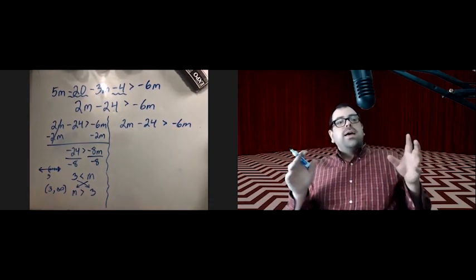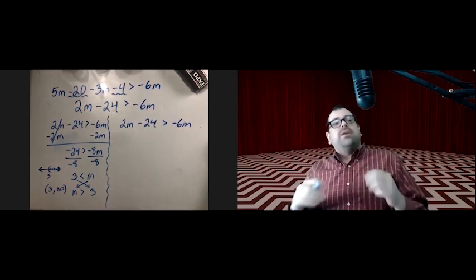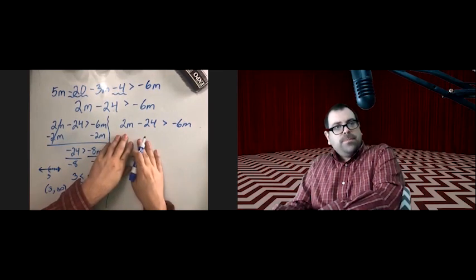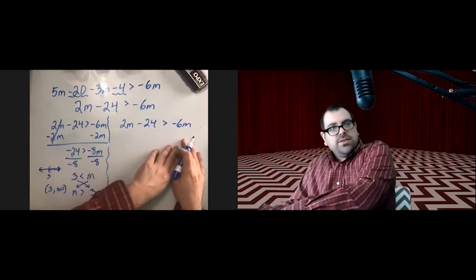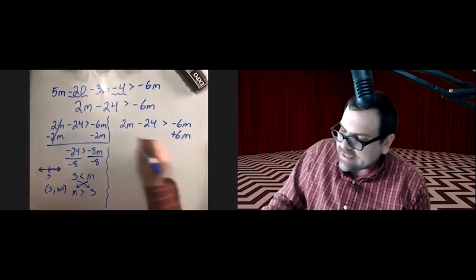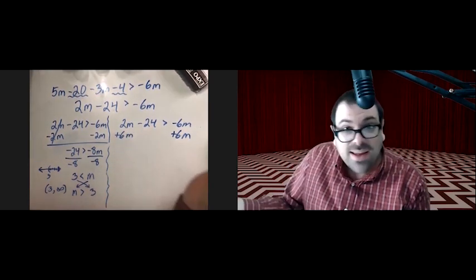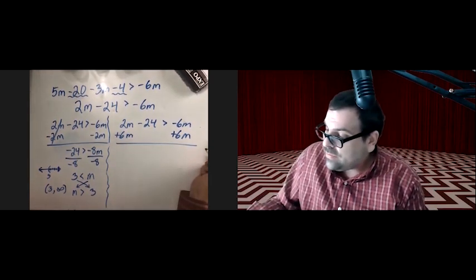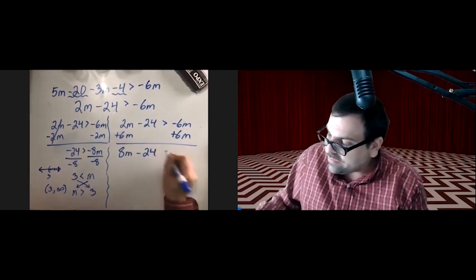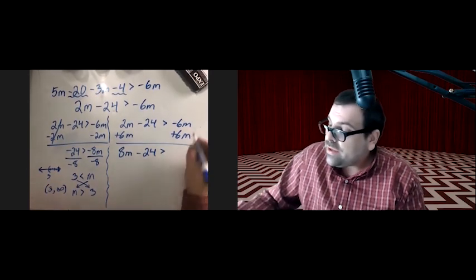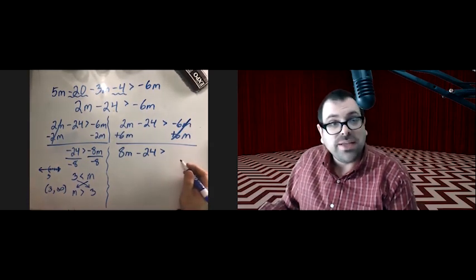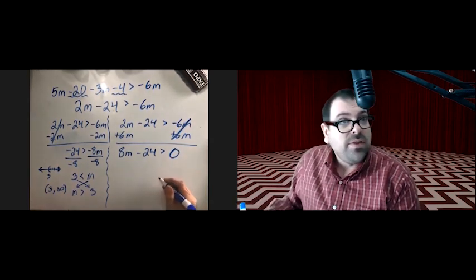What if I always, no matter what, wanted to do every problem by taking the variables to the left and the constants to the right? In other words, what if I did plus 6m as the step here? That'd be okay. There's nothing wrong with that. Be careful though, because now everything is on the left. 8m minus 24 is greater than what? Negative 6m plus 6m, those cancel away completely. 0m on the right.